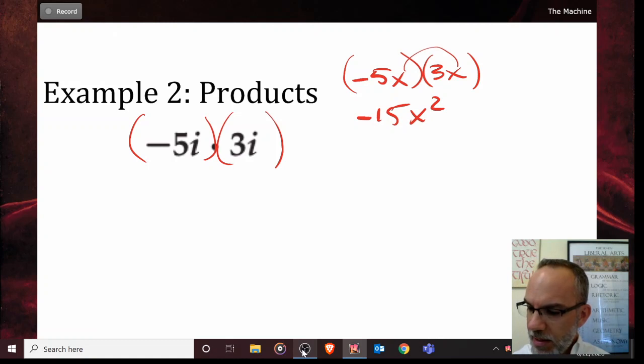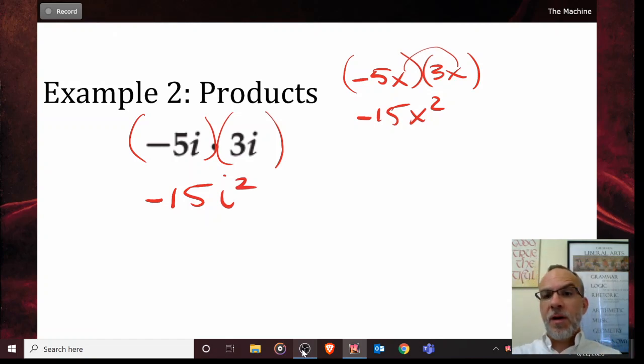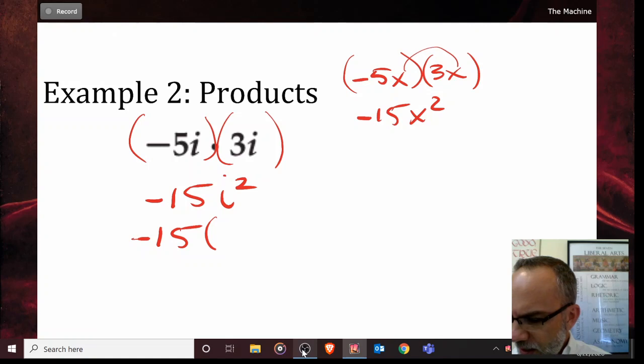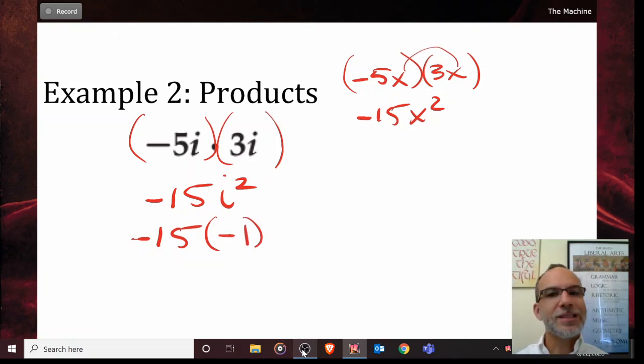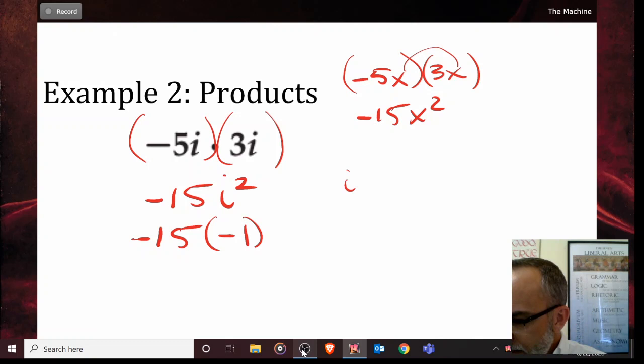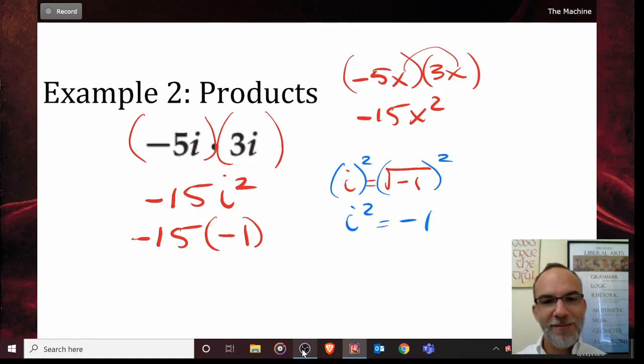So let me do that here. -5 times 3 would be -15, and then i times i is i squared. But i squared can be simplified, whereas x squared cannot. Do you remember what i squared is? -15 times, what is i squared? Negative 1, right? Because isn't i equal to the square root of negative 1? And then if I square the left and square the right, I get i squared is equal to negative 1. See, there we go. All right. So now I can further multiply this. Negative 15 times negative 1, positive 15. There we go.